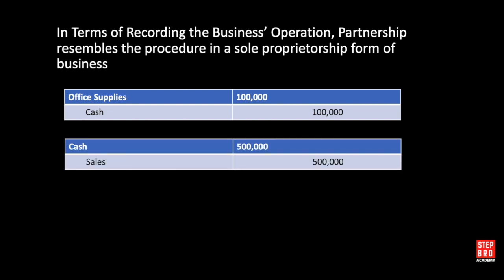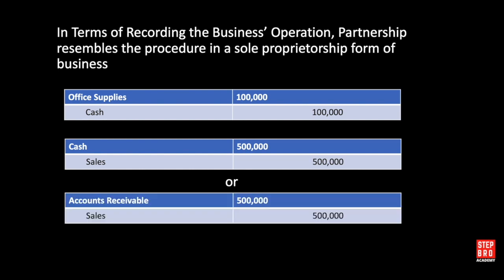Another example is what if the partnership sold merchandise? You record it the same way as you did in a sole proprietorship. So you debit cash because you sold merchandise, therefore you get some money, and you have to credit sales to increase the equity of the partners. And what if it's sold on account? Simple, just debit accounts receivable to increase assets, and then credit sales to increase partners' equity.